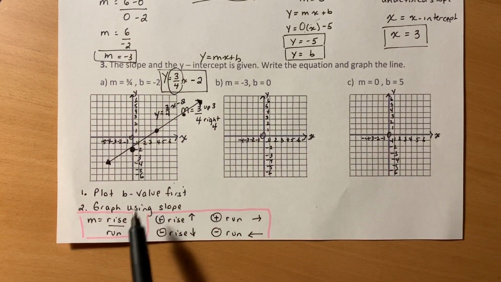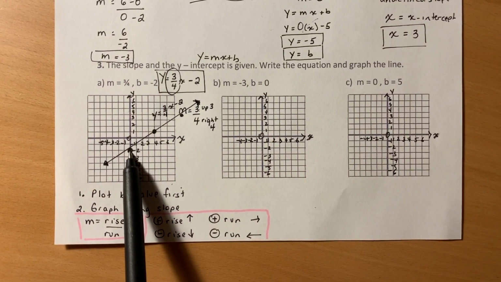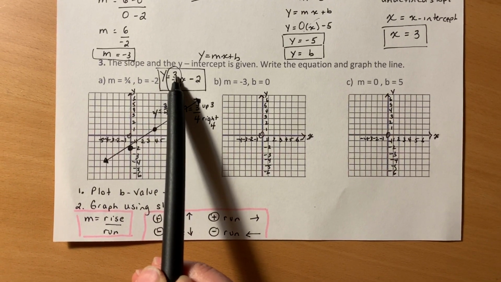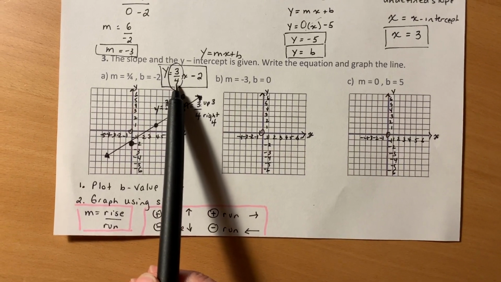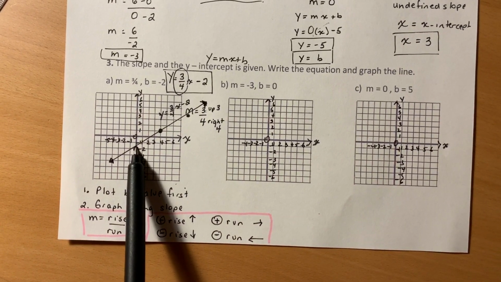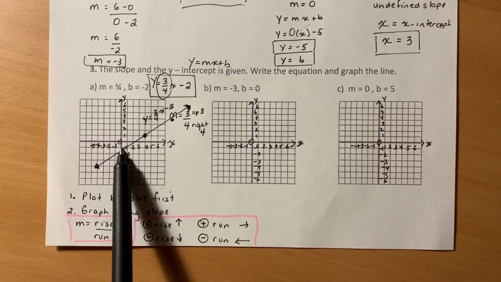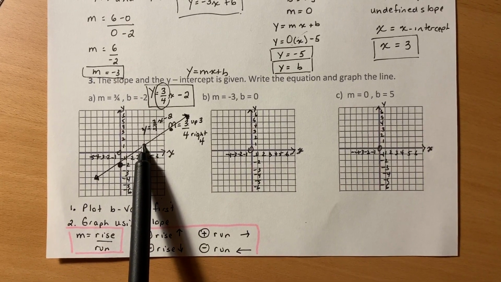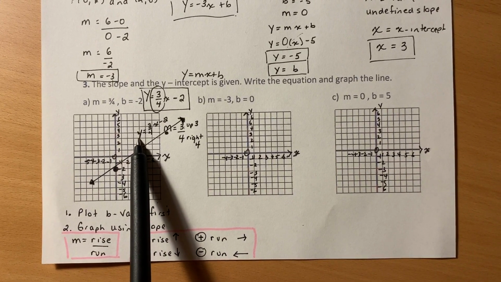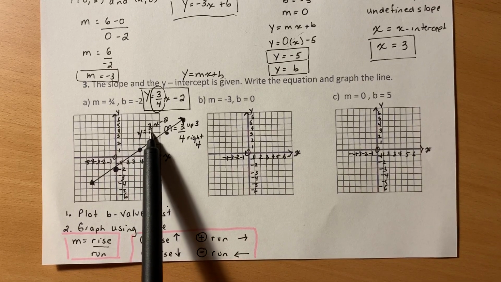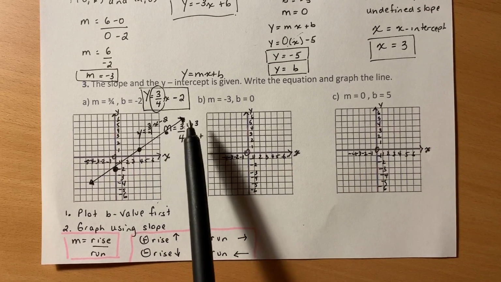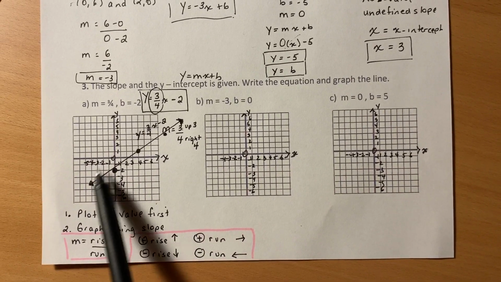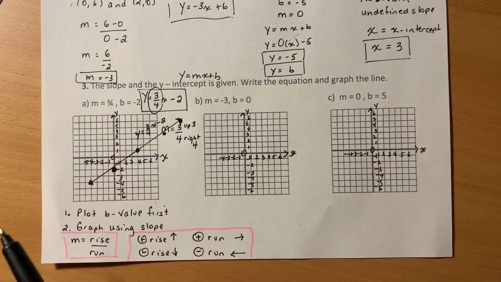So once again, you start with the b value first at -2. Now you look at your slope, which is a ratio of rise over run. Because your rise is positive, you go up. Because your run is positive, you go to the right. So from here, the y-intercept, I go up 1, 2, 3, to the right 1, 2, 3, 4. I put a point there. Then I do it again. 1, 2, 3 up, 1, 2, 3, 4 to the right. I get my ruler, I connect it, I extend my line, I put arrows on both ends, and I label it. And now I'm finished.